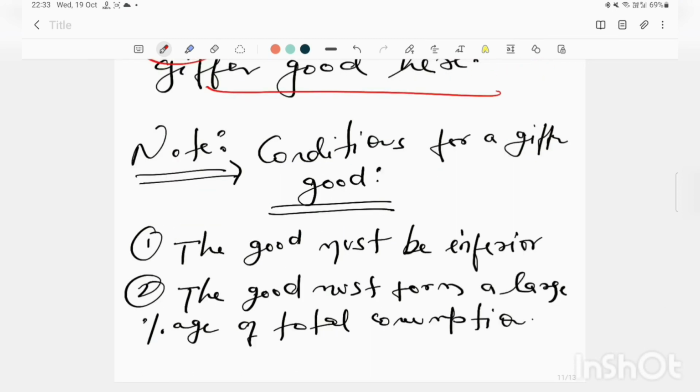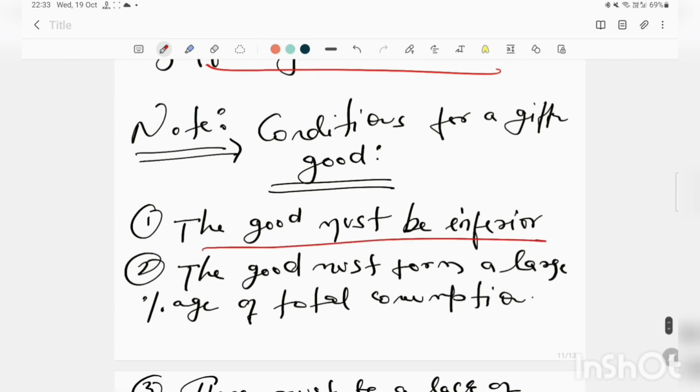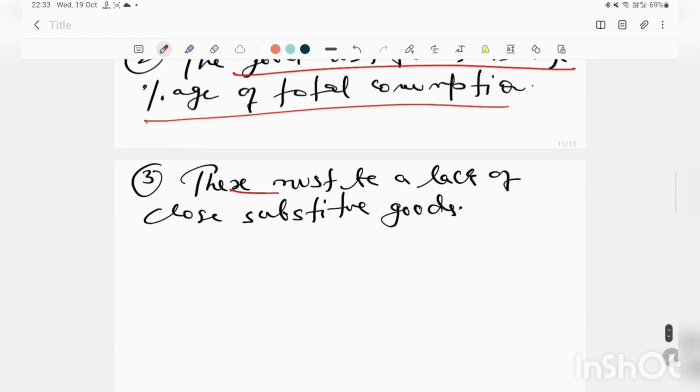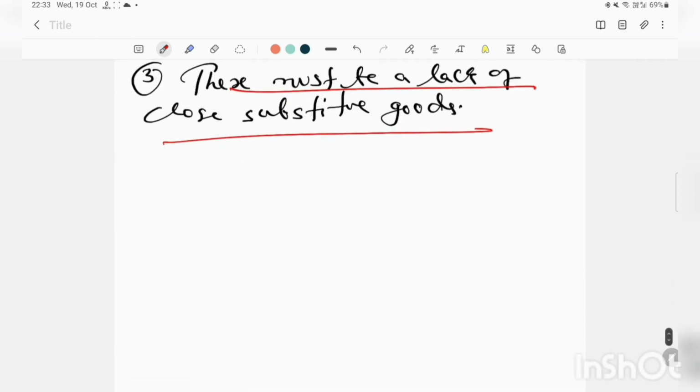But there are conditions for a good to be a Giffen good. The good must be inferior, the good must form a large percentage of total consumption, and there must be a lack of close substitutes for the good.